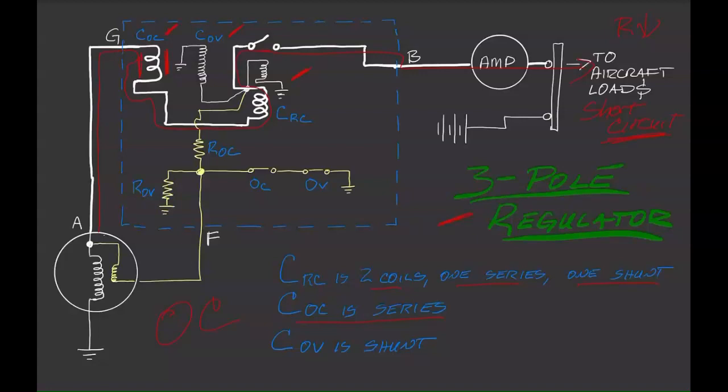When this magnetism increases, this is the switch contact for this coil. This one will open, and now my field has to go this way to ground. So basically, again, with an overcurrent condition, when I open this switch, I've added this resistance into the field circuit. Adding the resistance, field current decreases, field magnetism decreases, switch opens, decreases the output of the generator. So hopefully that helps you a little better understand how the 3-pole regulator works.